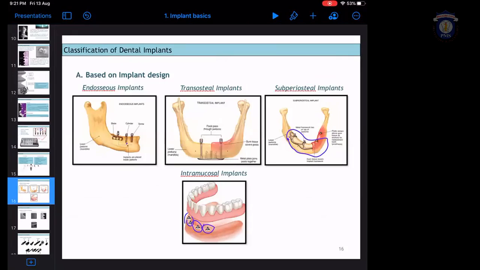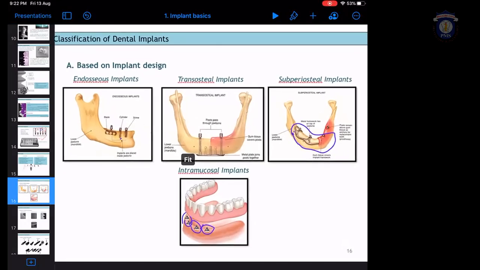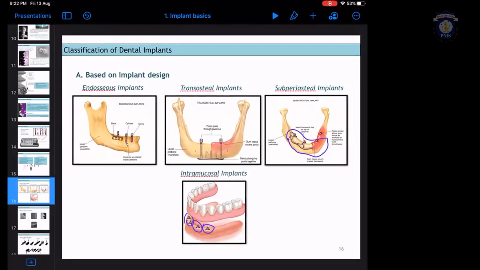Then the classification of implants. The classification starts with the implant design. We can classify it into endosseous implants, which are placed inside the jawbone but pierce through only one cortex. The lower border is not pierced. If it passes through the lower cortex also, then it becomes a transosteal implant. If it is placed beneath the periosteum, it is known as a subperiosteal implant, which we are not using much. Then there are some intramucosal implants also, which are placed into the mucosa.